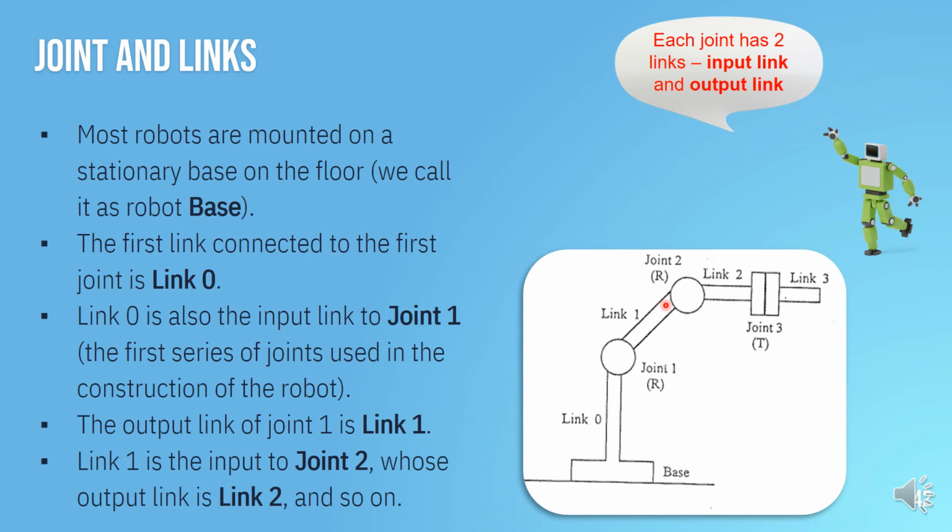So the same goes to the subsequent joint, which is joint 2. So joint 2 also has two links. So this is the input link, which is link 1, and this is the output link, which is link 2 for joint 2.